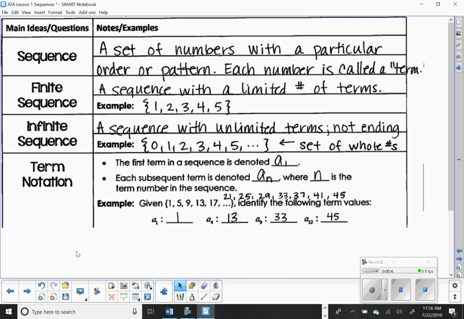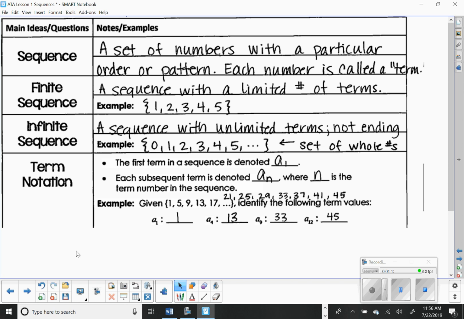A sequence is a set of numbers with a particular order or pattern. Each number is called a term. And by the way, when I get done going over this page, if you're watching the video, simply pause it if you need to finish filling in the blanks. So a sequence is simply a set of numbers with a particular order or pattern. A finite sequence is a sequence with a limited number of terms. You could have 5 terms, 10 terms, you could have 1,000 terms, but it's limited.